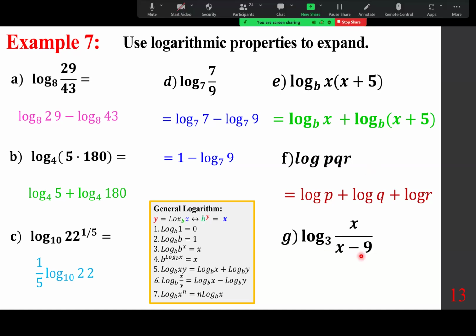Log base 3 of x over x minus 9, we are going to use number 6, log of the top minus log of the bottom. So log x base 3 minus log x minus 9 base 3. And again, you have to be careful and keep this in the parentheses, or it has a different meaning, everybody.